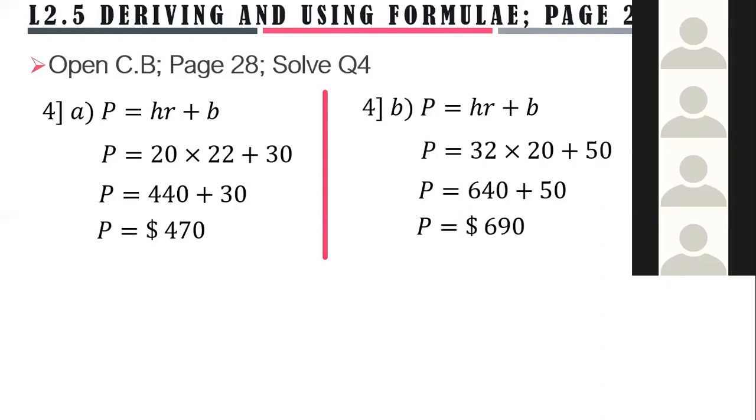Now B is the bonus. So when they say $30 bonus, that means it's B. And then you need to replace it with the formula that they give you. According to the formula, HR means H times R. So you should multiply them. Because I have multiplication and addition, according to the order of operations, the multiplication comes first. So you will do the multiplying. Once you're done, you add the 30. Is it clear now? Yes.